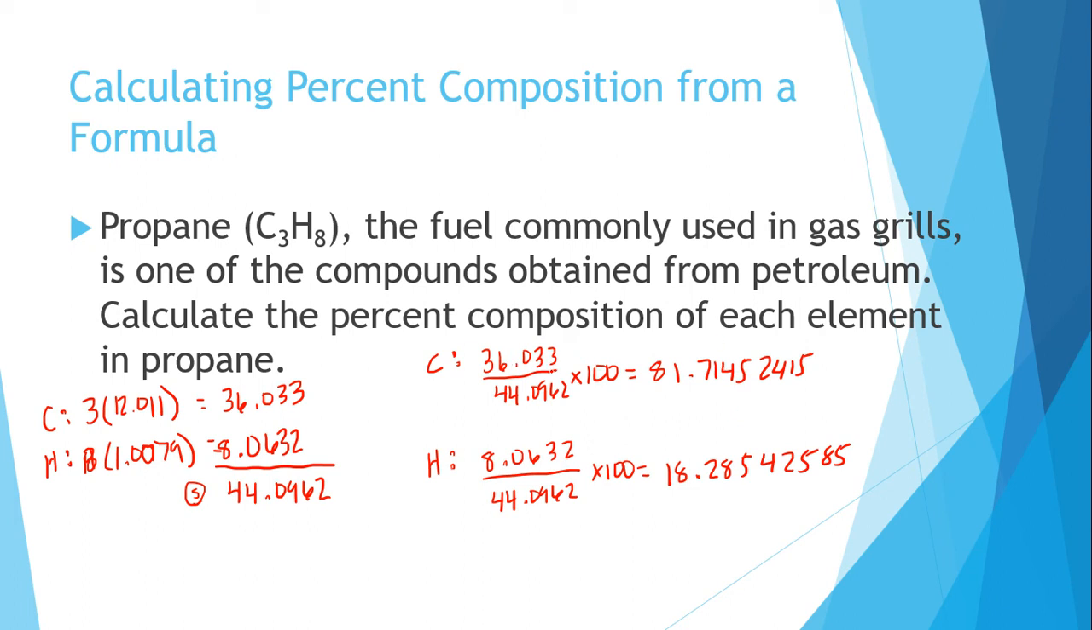Note this top one has 5. My bottom one, according to here, should also have 5, so my answer needs to be 5. So 81.715% carbon. If I look over here, my top has 5. My bottom should have 5 based on what I calculated over here. And then my answer should also have 5. So 18.285%. This one's percent hydrogen. Make sure I label it correctly.